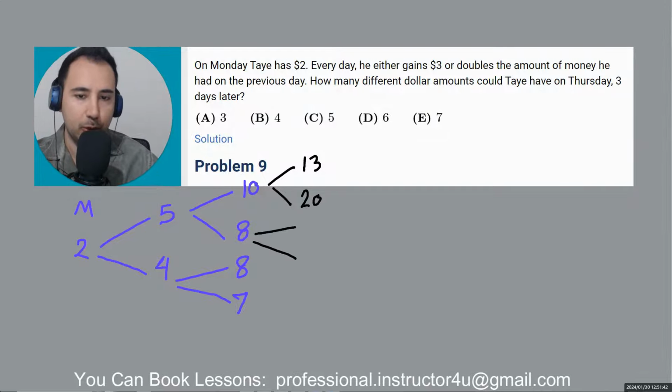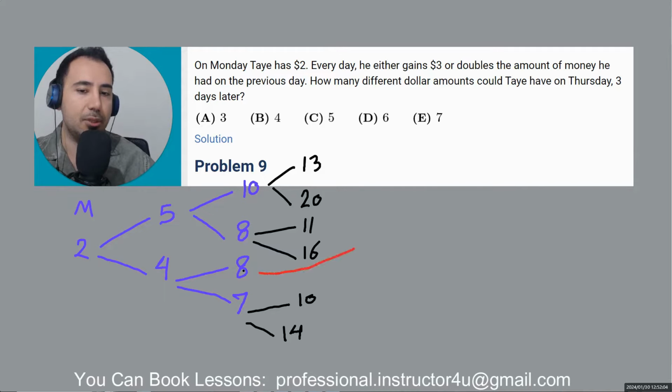So it's going to be 11, double it, 16. And guess what? This 8 is going to produce the same dollar amounts. And this one will give us 10, and here, double it, 14. So these are 6 unique values. But this 8 is going to produce again, plus 3, 11, double it, 16. And we already have these amounts right over here, so they're not unique.